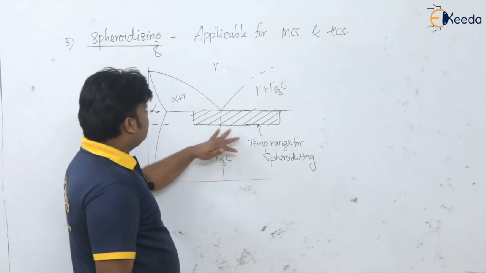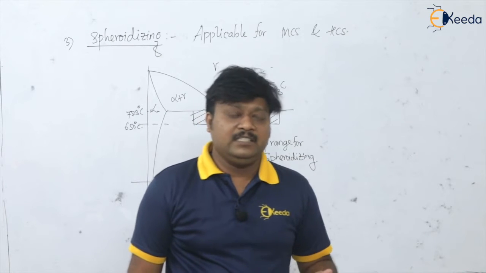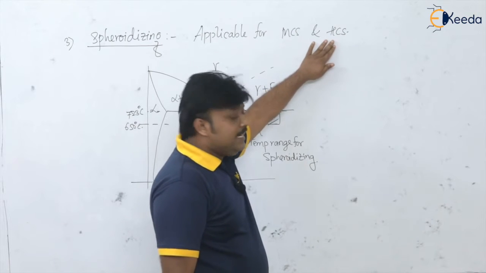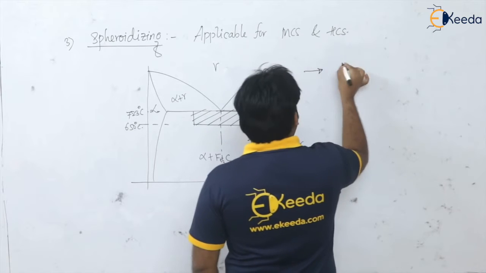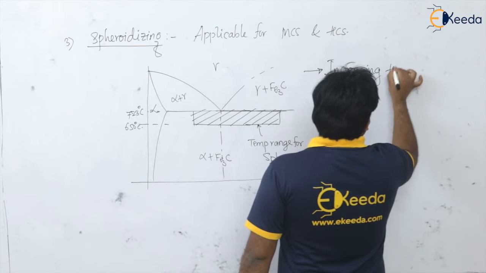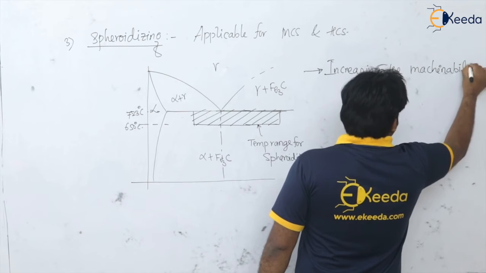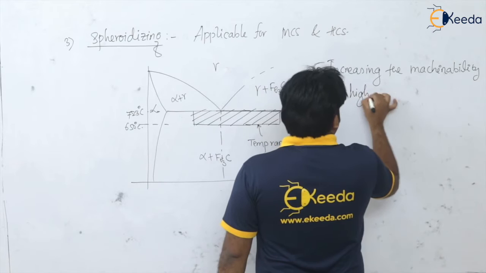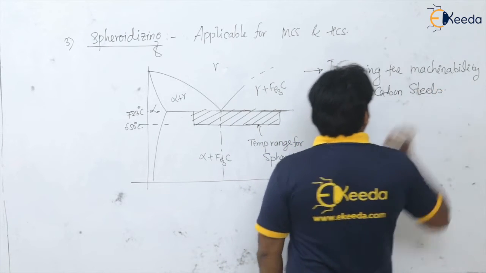So basically, dear students, this spheroidizing we have learned in the tempering process. This spheroidizing is the process which is applicable generally for the high carbon steels to increase the machinability. This spheroidizing is the process used for increasing the machinability of the high carbon steels, which are difficult to machine.